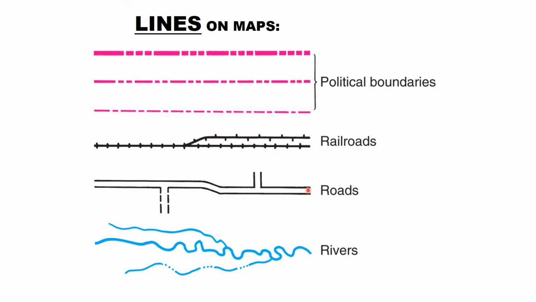You might have major roads versus minor roads shown, or major rivers versus the ephemeral streams that run into them. But that's just showing differences in kind. Usually lines on a map are there just to show you where something is located.